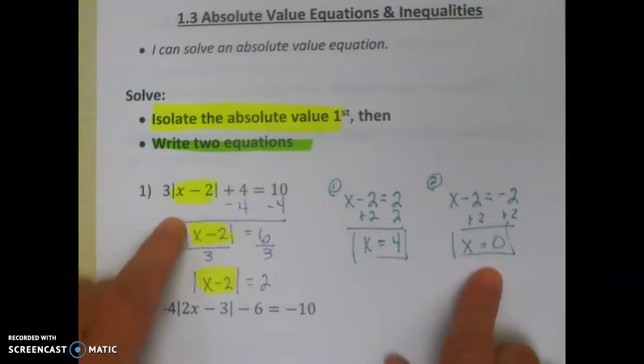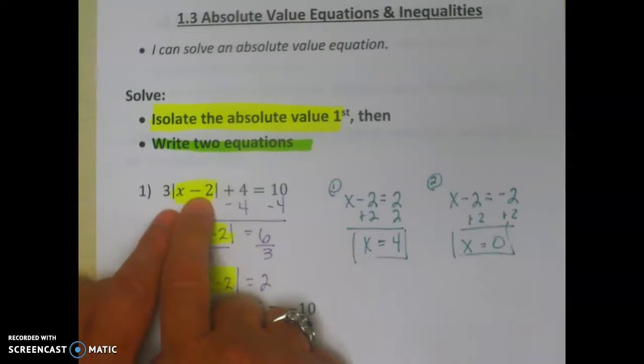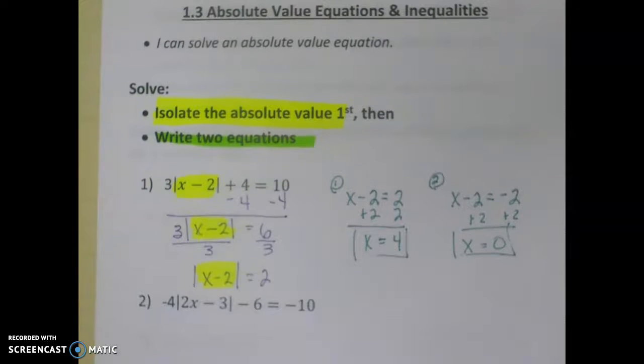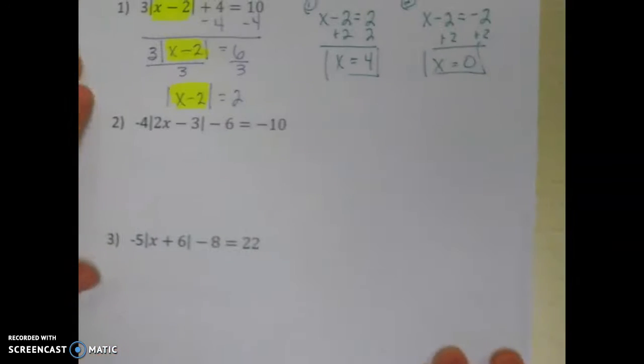If I plug in the 0 and put it in the absolute value, 0 minus 2 is negative 2. The absolute value of negative 2 is positive 2. 2 times 3 is 6, and 6 and 4 is 10. So both of those work. So at least take a moment when you get your answer and plug it back in and make sure that they both work. All right, next one.